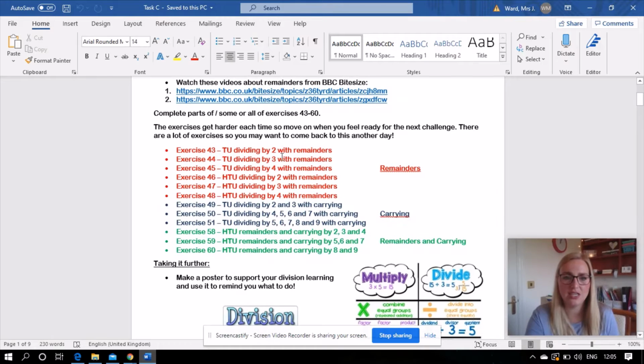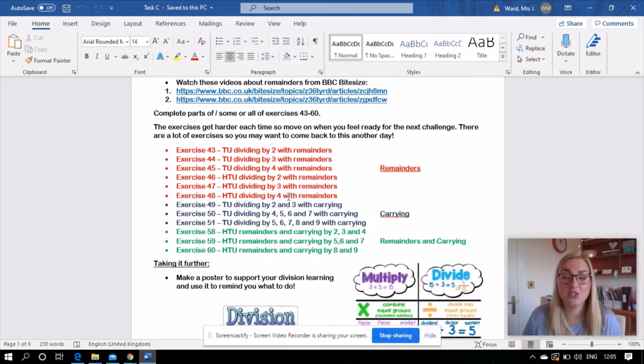So this red section, exercise 43 to 48, they're all questions that you're going to be using remainders for. So you're dividing and there will be remainder answers. As you can see, first of all, we've got tens and units dividing by 2, tens and units by 3, tens and units by 4. Then we go on to hundreds, tens and units by 2, by 3, by 4. So hopefully you can see it gets harder each time.